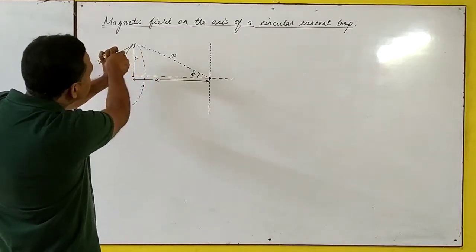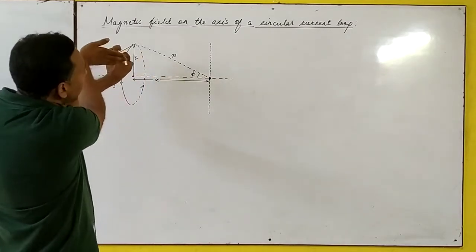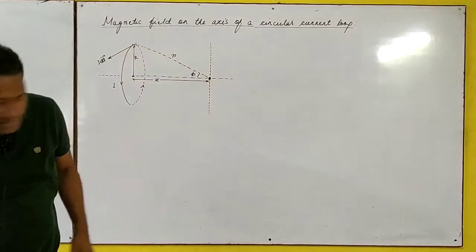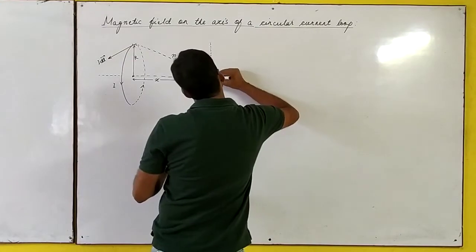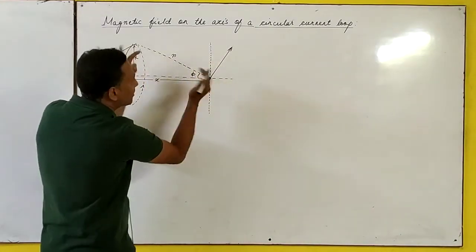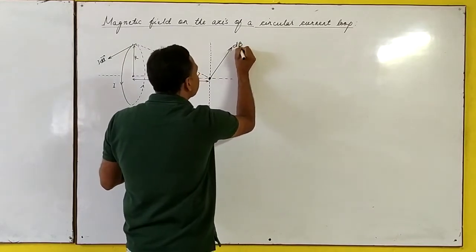So imagine Idl is here. Idl cross r, so the magnetic field will be like that. At point P, the magnetic field is dB and let it be this. Take care that you are drawing it perpendicular to r. So this is the magnetic field dB.